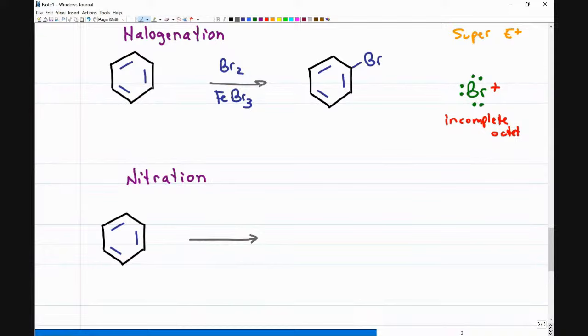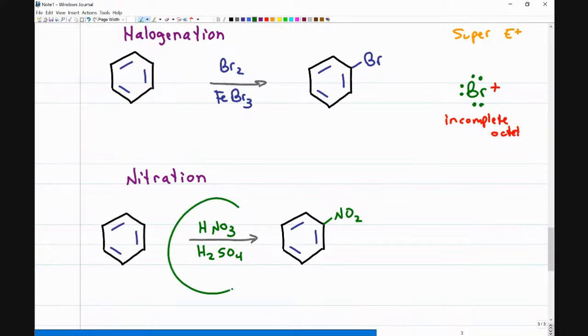A nitro group is an NO2, and the way this happens is if I have HNO3 reacting with a catalyst, you have to have another acid catalyst. And I say another because nitric acid is an acid, but we also need sulfuric acid to drive this reaction forward. The product is going to be a nitro group, NO2, added onto the benzene ring.